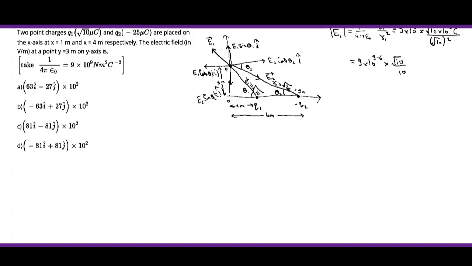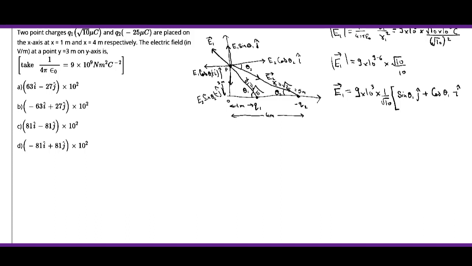So this is the value of E1 in only magnitude. If we talk about the full vector of E1, it will be the magnitude multiplied with the two components of the unit vector. So these two components we have: sin theta 1 j cap plus cos theta 1 minus i cap.